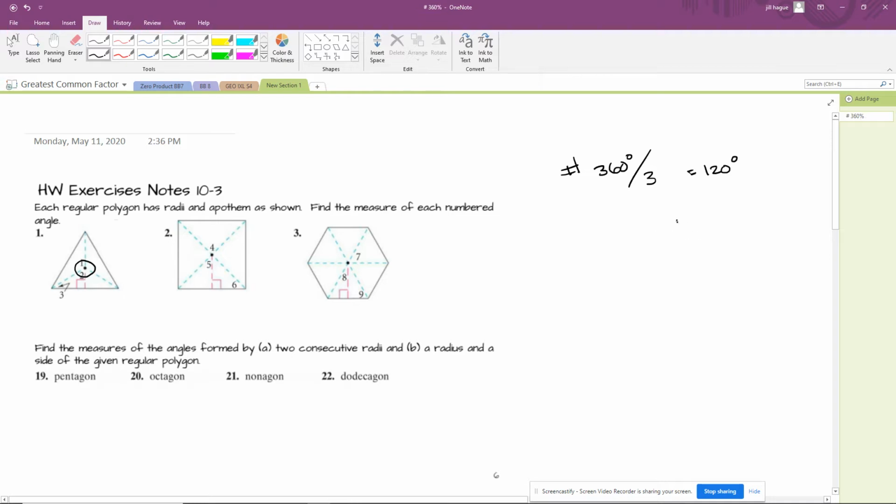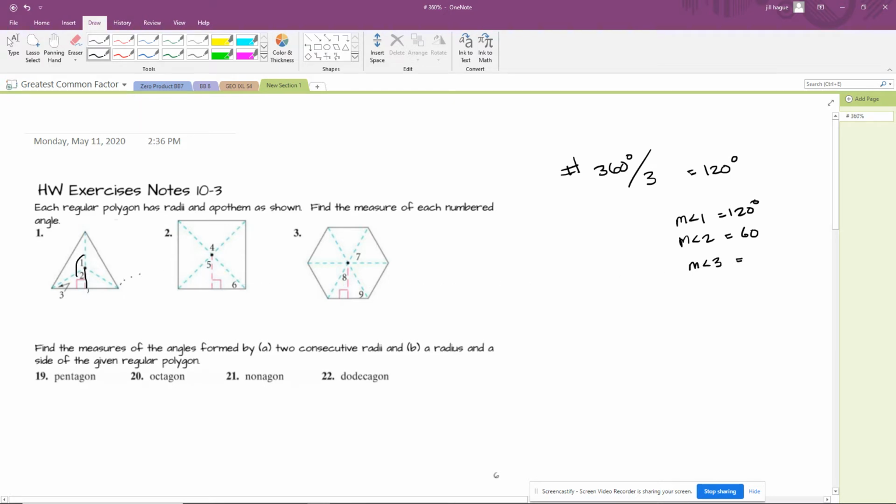So the measure of angle 1 would be equal to 120. Then we know that if we cut that 120 in half, because we're dropping an apothem down, that's the apothem, the one that comes straight down, and that splits the angle, it bisects it. So if it's 120, then the measure of angle 2 is just 120 divided by 2, which is 60.